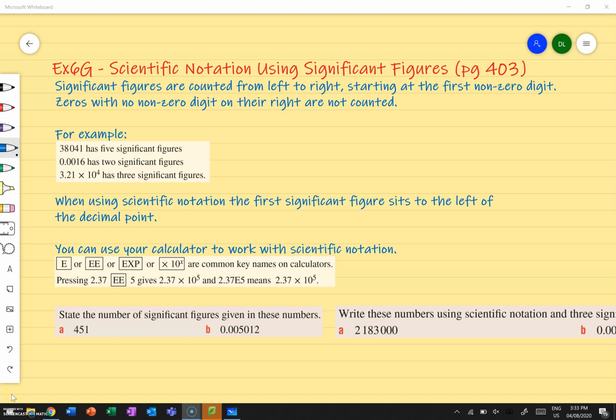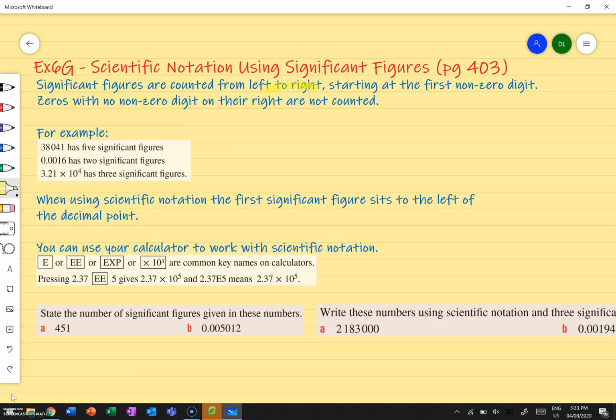This is exercise 6G on scientific notation using significant figures, and it's on page 403 of your textbook. We very briefly mentioned significant figures last lesson, but hopefully you've heard of them somewhere before. Significant figures are always counted from left to right. That is important, make sure you remember that. From left to right, and we start at the first non-zero digit.